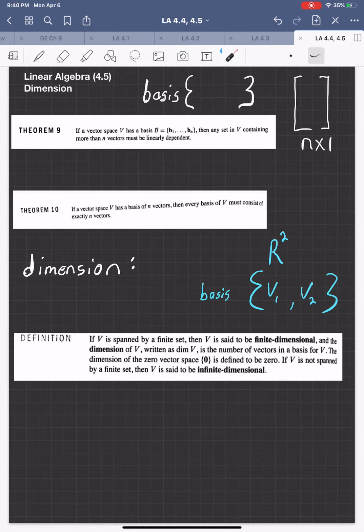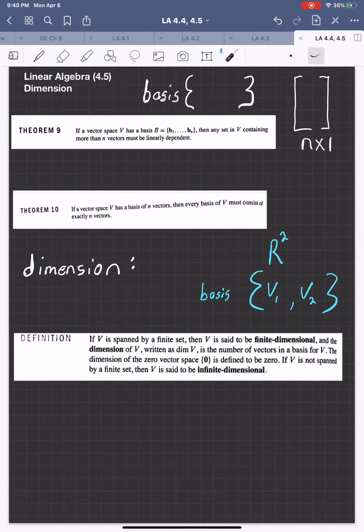In other words, yes, there are a whole lot of bases for R2. That's why you could have a whole lot of different graphing paper that you could use when plotting points. But the thing that they would all have in common is they would all have 2 vectors.